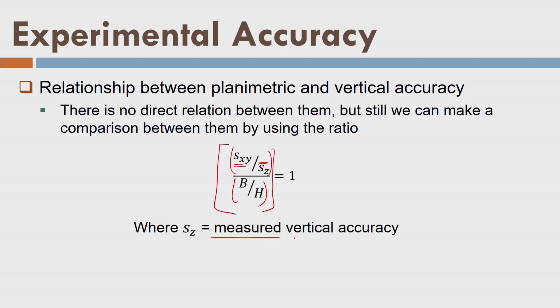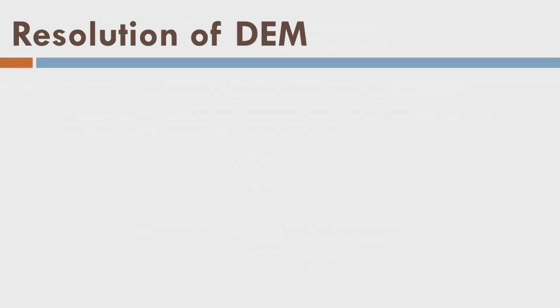So SZ is a measured vertical accuracy. It is not estimated vertical accuracy. It is measured in the field and verified and validated in the field. You have calculated the sigma z, SZ. So what should be the resolution of the DEM? That's a surprising question, and most of the people make a mistake here.